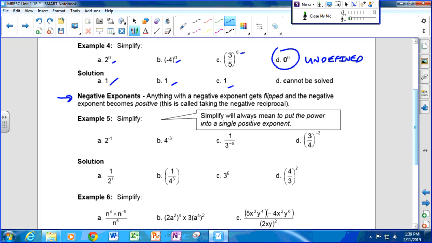So anything, I don't know if I really like this explanation, but we'll take it. Basically, what they're saying is that if an exponent has a negative sign, then you can make it positive by taking the reciprocal.